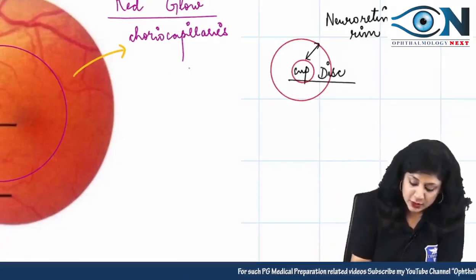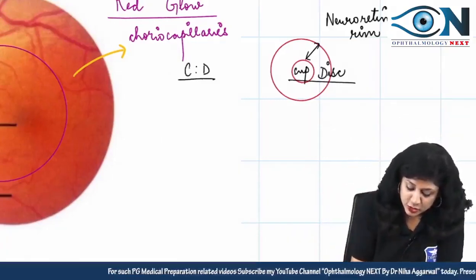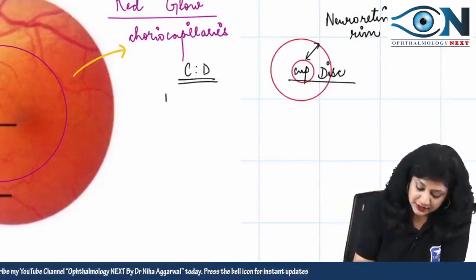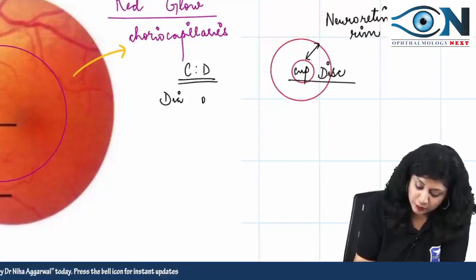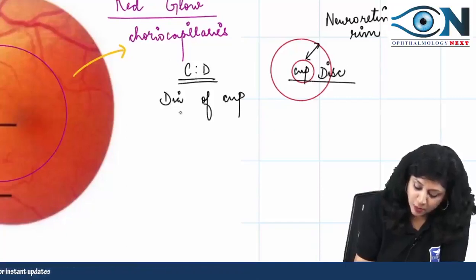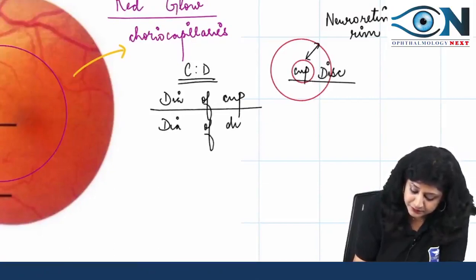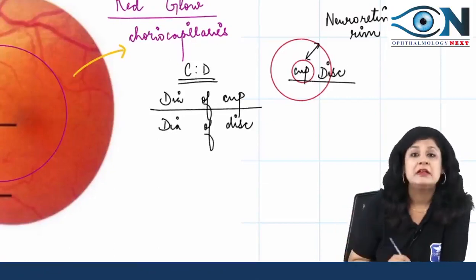And what is the normal CD ratio? Normal CD ratio. Now what do you mean by the CD ratio? That means the diameter of the cup upon the diameter of the disc. Diameter of the cup upon diameter of the disc.